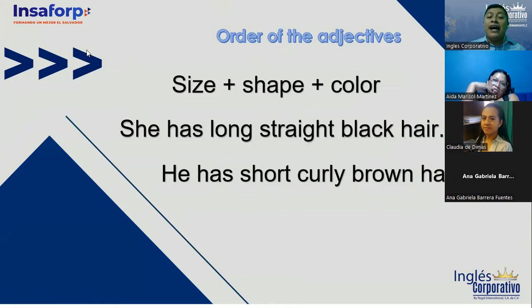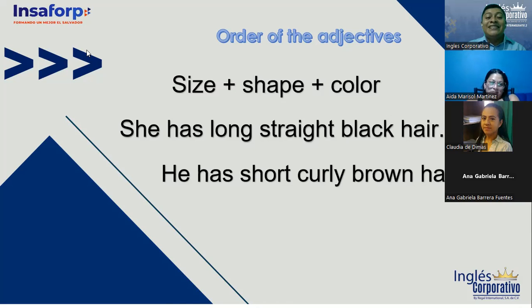So you are going to say, she has long, striped black hair. She has long, striped black hair. So can you see we have three adjectives here? We have long, striped, and black. Entonces, ¿cómo los vamos a ordenar? Primero el tamaño, la forma, and finally the color. So you can say, she has long, striped black hair. He has short, curly brown hair. Size, shape, color. So I can see, for example, Claudia has long, striped black hair. Am I right, Claudia?